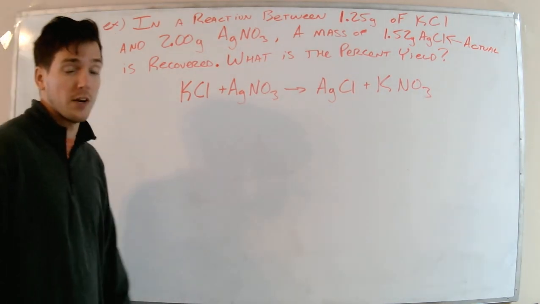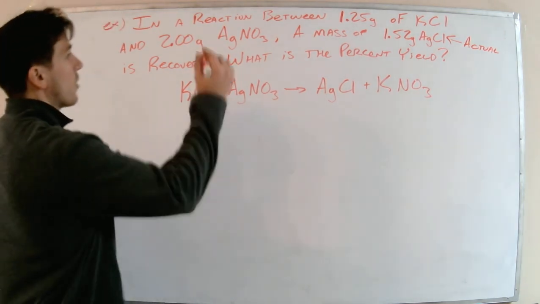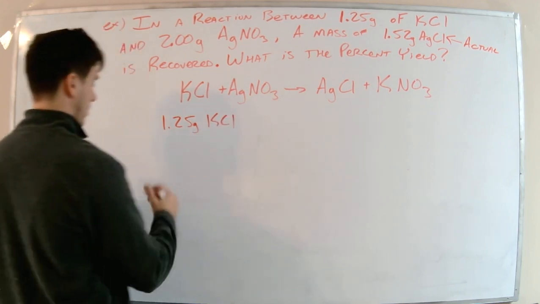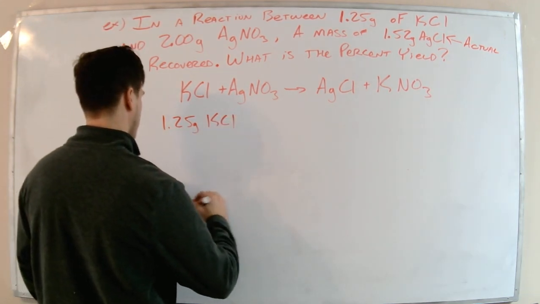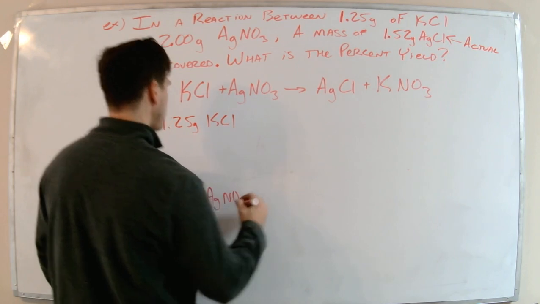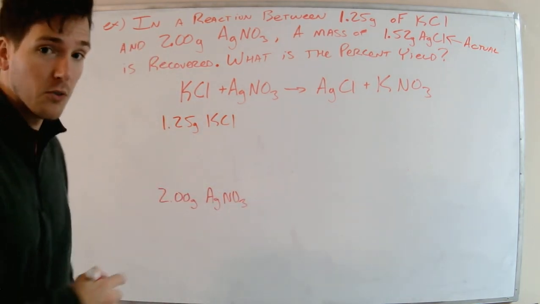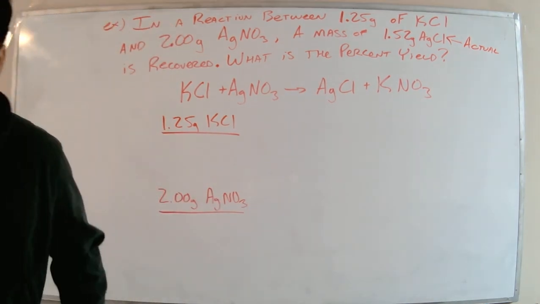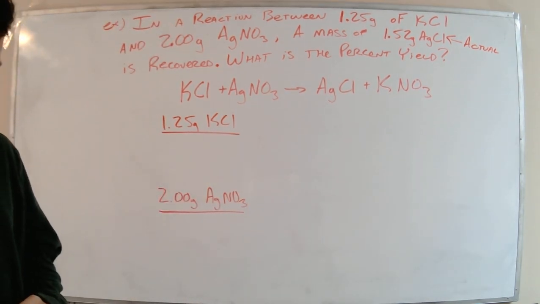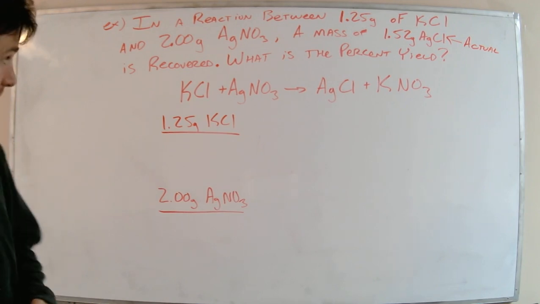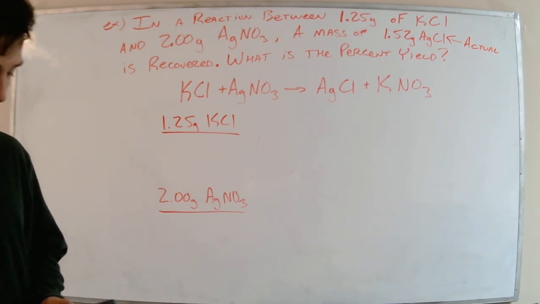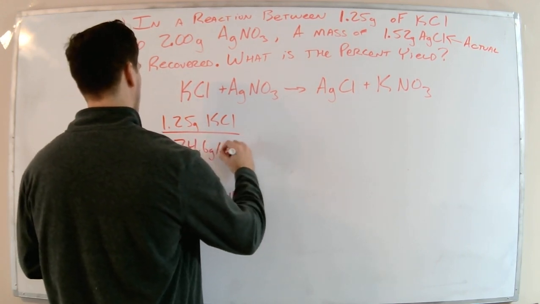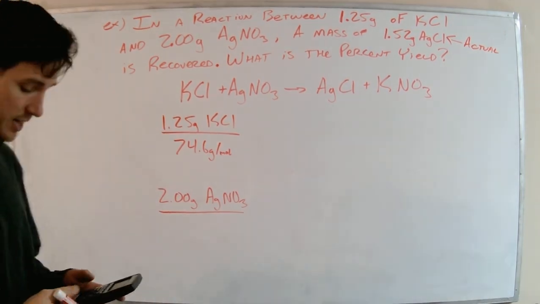Everything has a +1 or -1 charge. Let's go ahead and start with, we have 1.25 grams of KCl, and let's put 2.00 grams of AgNO3. We got to get both of those to moles since moles is the universal language, right? So let's divide by the molar mass. Potassium is 39.1 essentially, and chlorine is 35.5. So we're going to have 74.6 grams per mole for our molar mass of KCl.